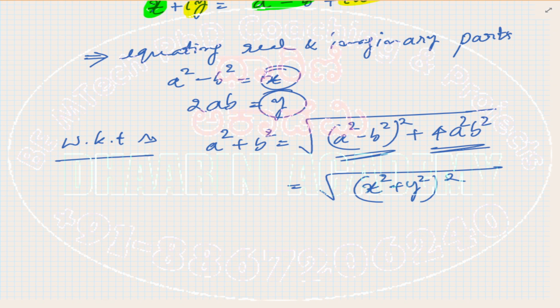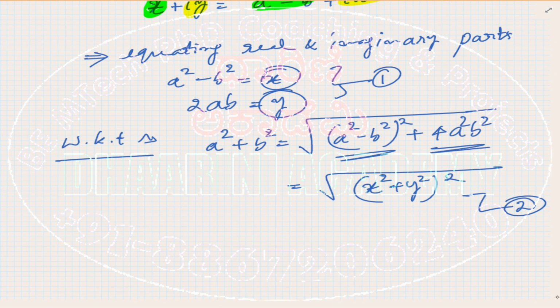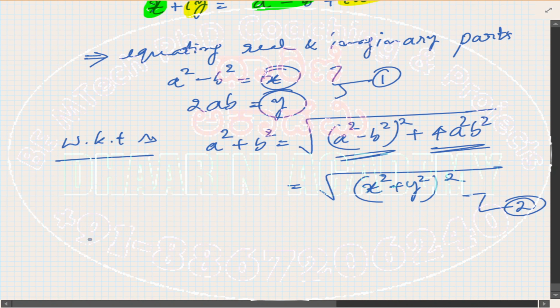Now if we try to solve the equations, okay, I'll give the equation numbers. Let's say this is equation number 1 and this is equation number 2. Now upon solving we get this value.